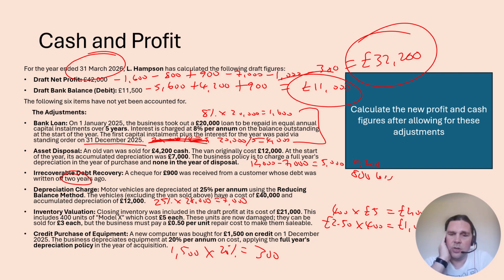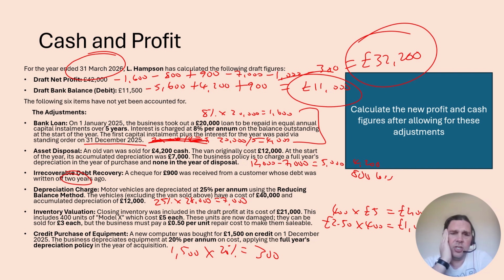They cost us £5 each. We compare the two, and we can see that we would lose £1,000 worth of value because of that. Inventory being worth £1,000 less would reduce profit by 1,000. So you're going to take that off profit as well. There's no cash impact. Hopefully you can see that. If inventory is worth less, there's nothing to do with cash flow. That just means we've lost the value of our inventory.